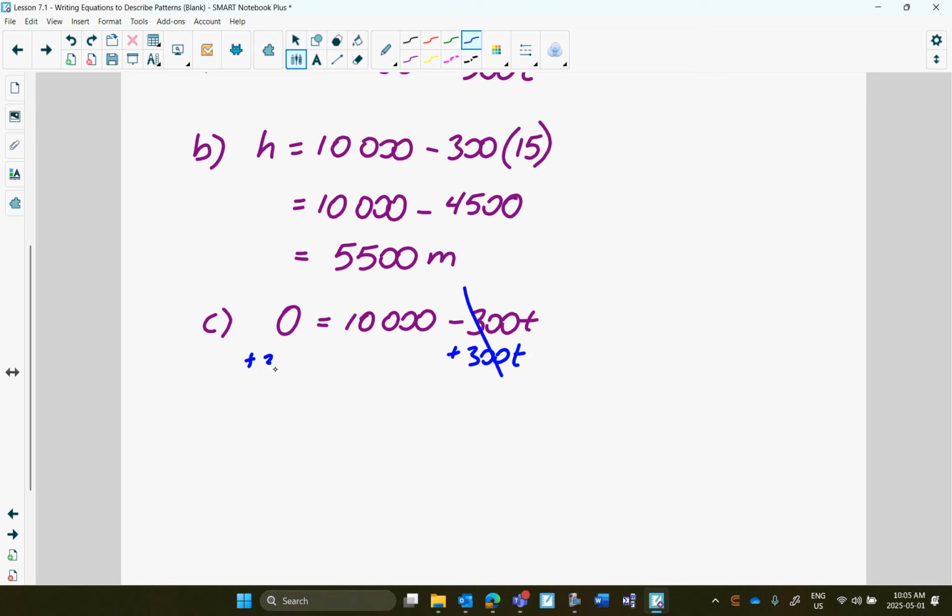That's 0. That's the number 0, because the height of the plane when it's on the ground is nothing. Right. Correct. So I get 300t is equal to 10,000. Then I'm going to divide by 300. That's going to give me a decimal. It's repeated. So let's go to 1 decimal place. 33.3.